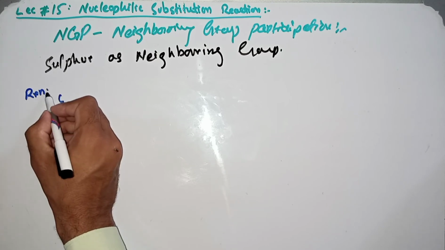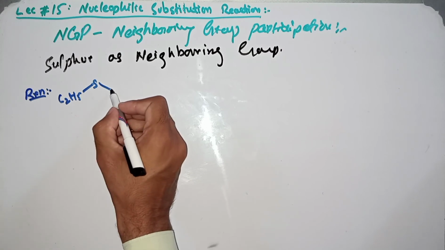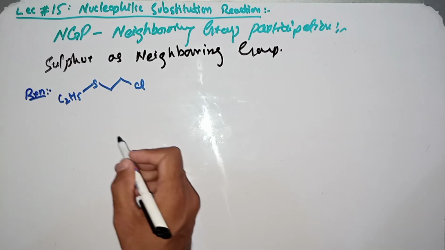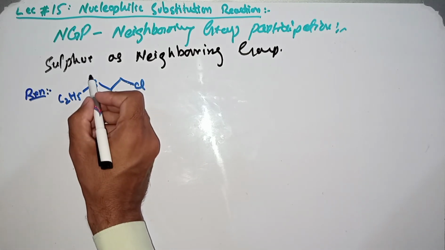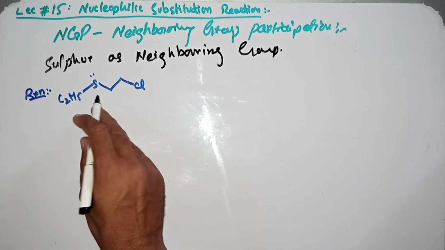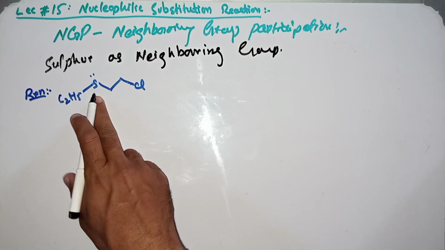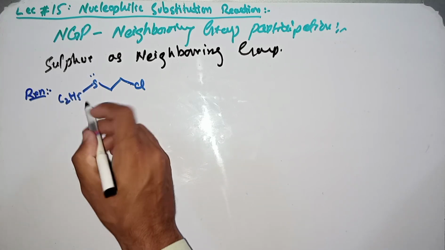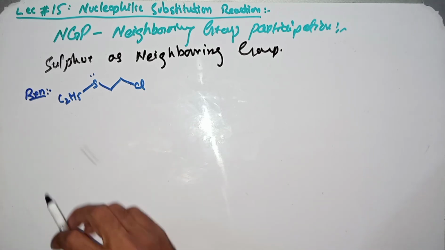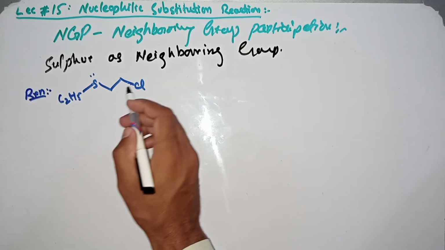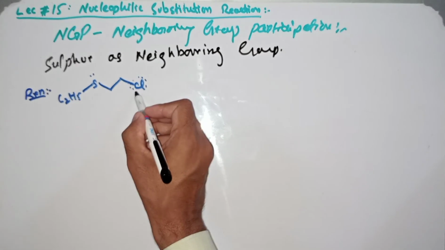Let's suppose this is the reaction of ethyl sulfide. When sulfur is used as a neighboring group, this is the leaving group. The chlorine is the leaving group, while this sulfur will act as a neighboring group because it is near the chlorine. It will act as a nucleophile. This lone pair on sulfur will act as a nucleophile and attack the electrophilic carbon that becomes electrophilic due to the attachment of an electronegative element, that is chlorine. Chlorine is a highly electronegative element.